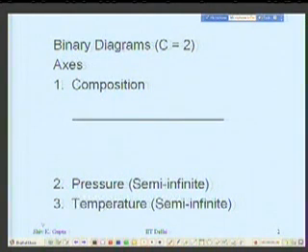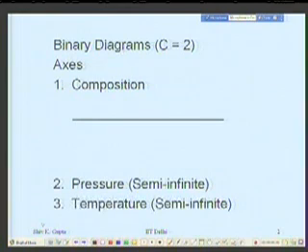There are systems with 3 components, 4 components. We shall not go to that. We shall restrict ourselves to 2 component systems. Most of the laws we shall be able to understand with that. In a 2 component system, it's called a binary diagram. In a binary diagram, I have component equal to 2.